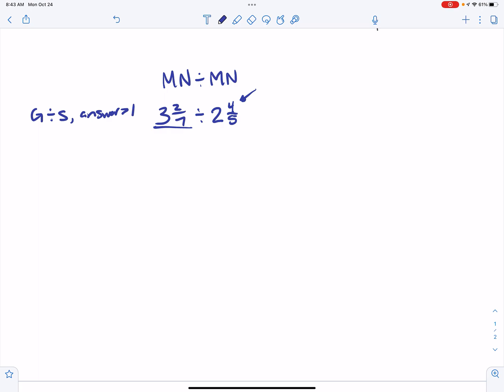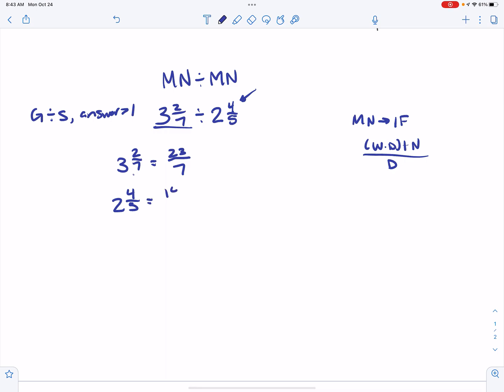So I'm going to use the mixed number to improper fraction equation: your whole times the denominator plus the numerator, over that denominator. So 3 2/7 is 3 times 7 is 21, plus 2 is 23. So we have 23/7. 2 4/5: 2 times 5 is 10, plus 4 is 14. So I have 14/5. So I now have 23/7 divided by 14/5.